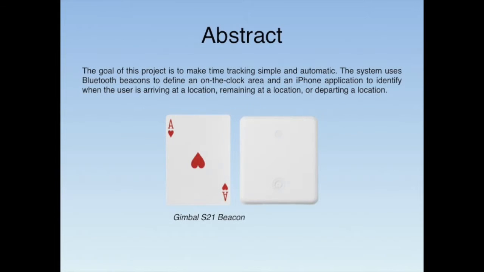The goal of this project is to make tracking time automatic. The system uses Bluetooth beacons to define a working area and an iPhone application to detect the beacons. This allows us to detect when an employee is at work. The image on the right is an example of a Gimbal Bluetooth beacon. This particular model has a range of about 50 meters.